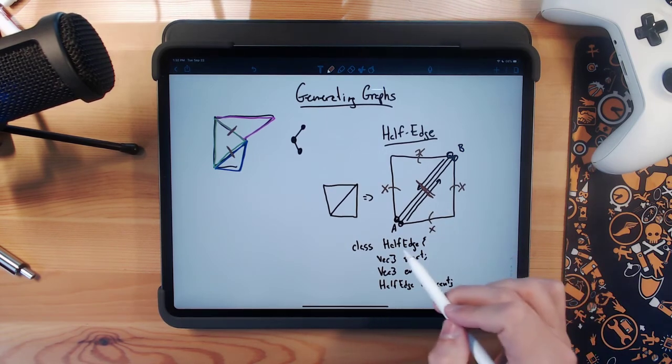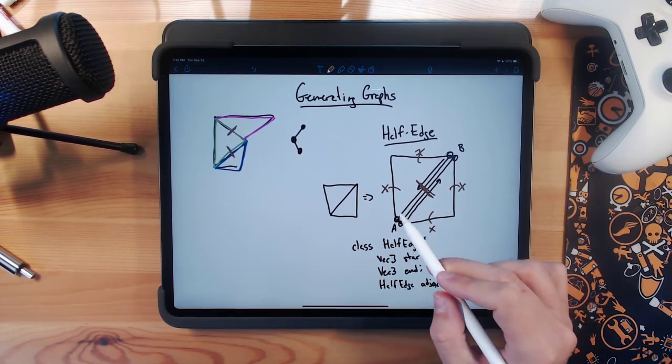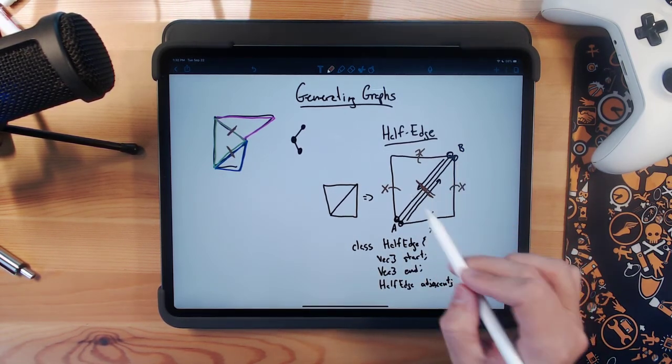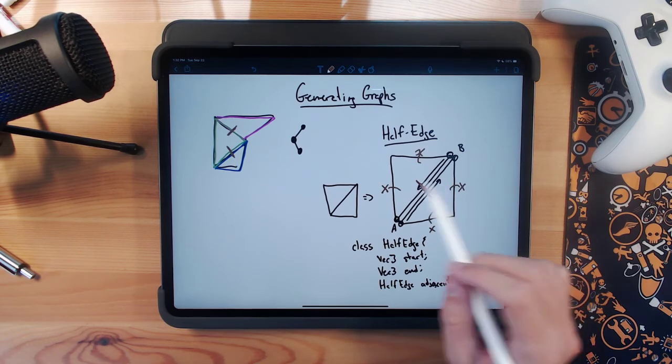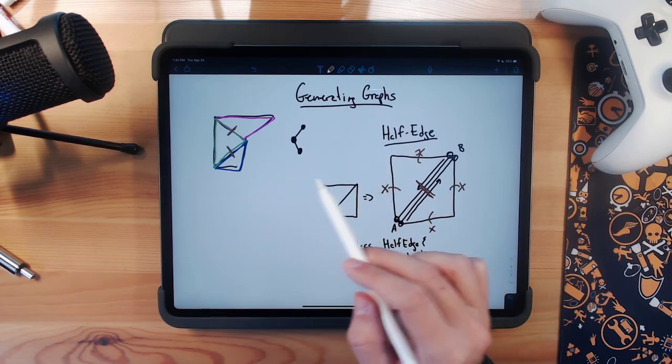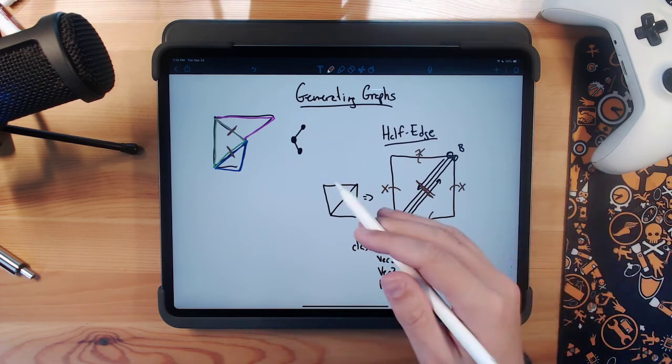So very easily with this half-edge data structure, using this to represent our polygons, we can pretty quickly generate the graph data structure that we need in order to do pathfinding over these polygons.